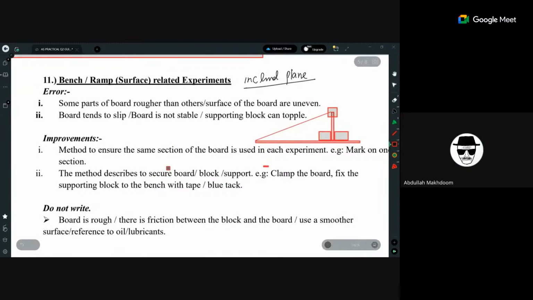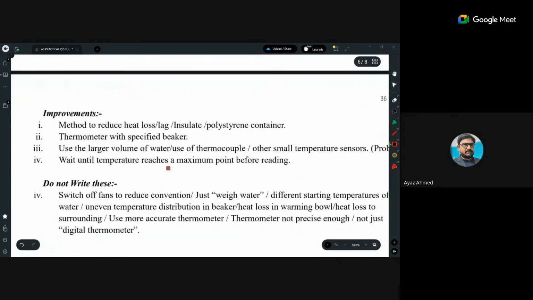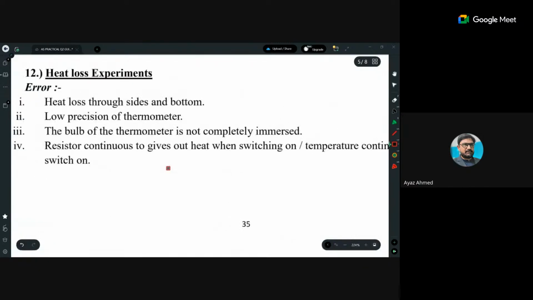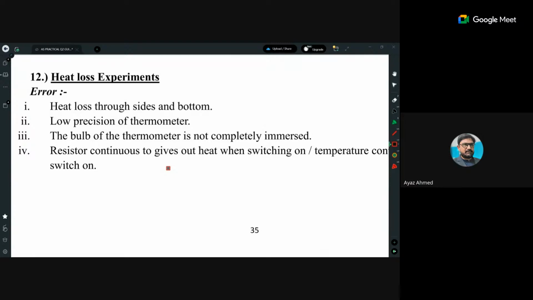OK, next is the last section of that experiment, thermal. The thermal questions usually come for polystyrene too. They are mostly for your heating and cooling rate experiments in the lab, where we are going to investigate the heating rate and cooling rate of the experiments with different materials or with different colors of the containers, etc.